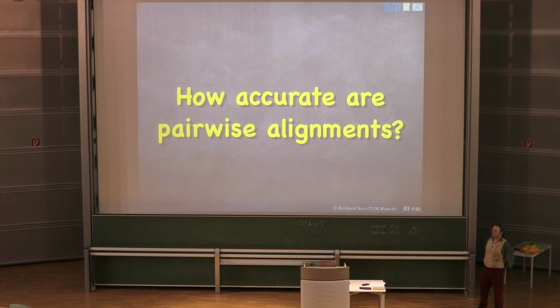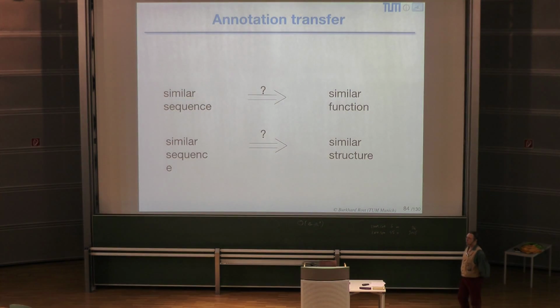How accurate are pairwise alignments? Let's begin with a few statements. A similar sequence implies a similar function. Is that true? Who in the room feels this is not true? It's 1, yes, 3, 2, 3. Yes, it's true, sometimes it's not true. But mostly, in fact, it's true. Mostly, this is, in fact, exactly the principle of evolution.